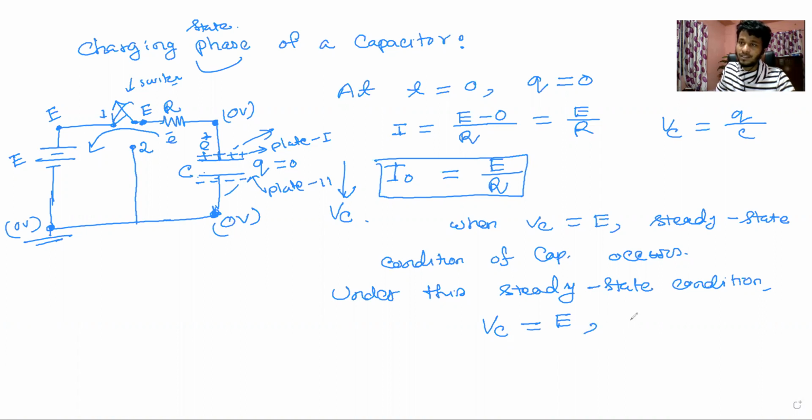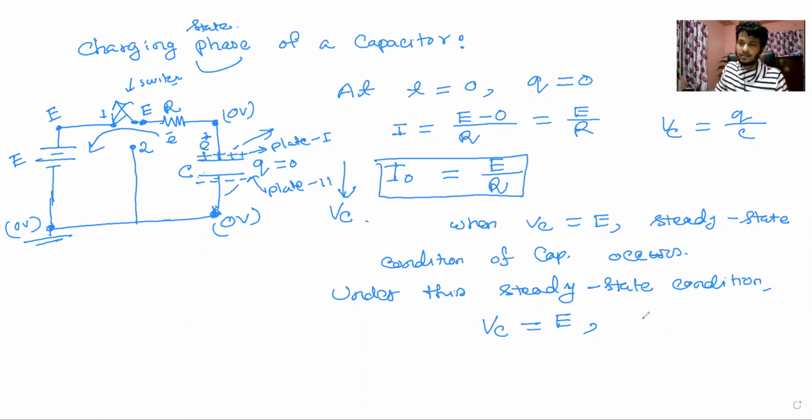Okay, what would be the charge under steady state condition on this capacitor? It will be fully charged. The capacitor will get fully charged, right? Or we can say that there will be maximum charge on the capacitor under steady state condition. There will be a maximum amount of charge on the capacitor under steady state condition, isn't it? And what would be the value of that?